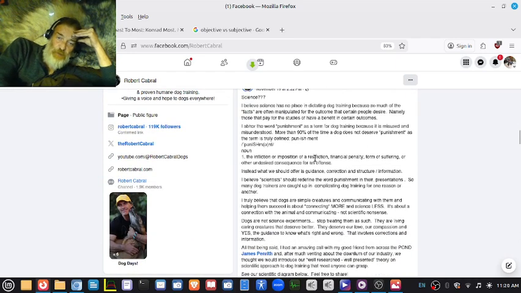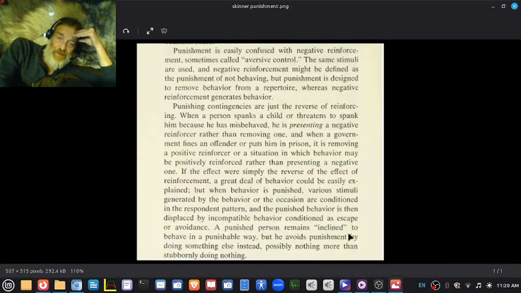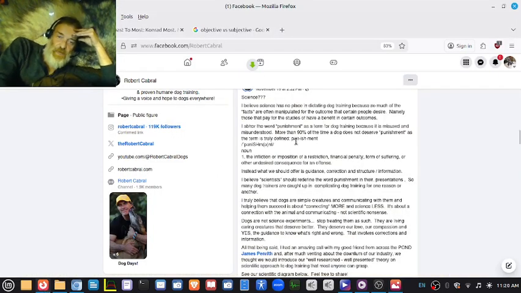I have horror of the word punishment as a term for dog training because it's misused and misunderstood. Well, guess what? Again, right here. Punishment is easily confused with negative reinforcement. Punishment attempts to remove behavior from a repertoire, and that's what every dog trainer is trying to do. You're being lied to. So how does he define punishment right here? The infliction or imposition of a restriction, financial penalty, form of suffering, or other undesired consequence for an offense. That's one definition of punishment, but it's not the psychology definition.